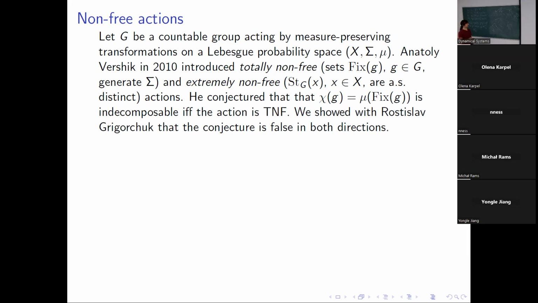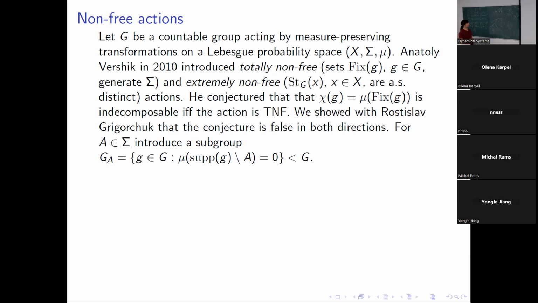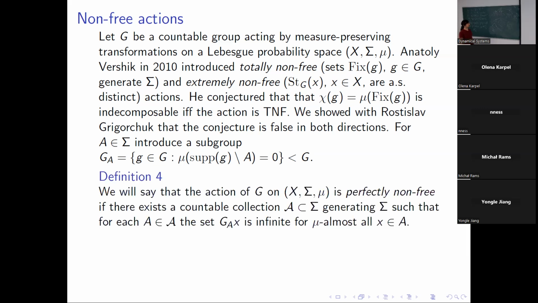So when we studied indecomposability, we had to come up with new notions. And we came up with two new notions of non-free actions. So one of them is as follows. For any measurable set A, we consider the subgroup G_A of elements which are supported, modulo zero measure, on the subset A. And we say that the action of G on the space X, sigma, mu is perfectly non-free if there exists some countable collection of measurable subsets such that for any A from this collection, and for mu almost every point x inside A, the orbit G_A x is infinite.